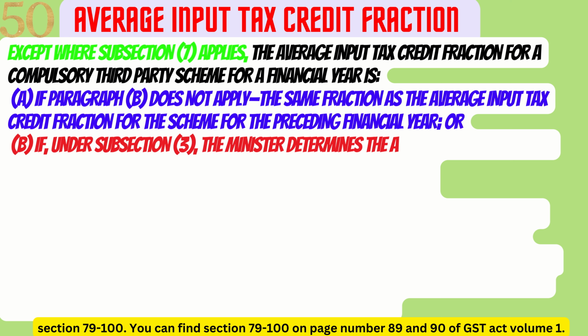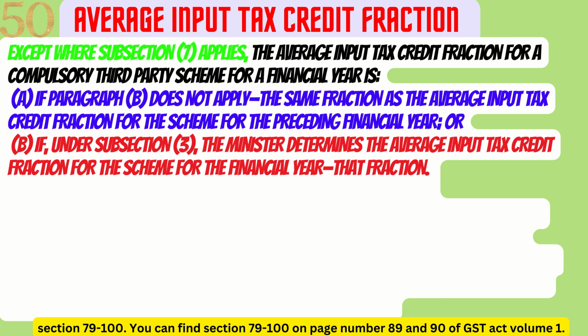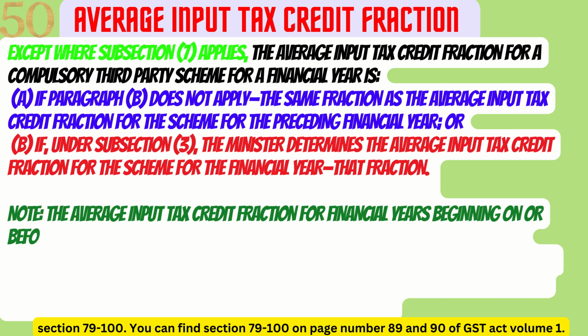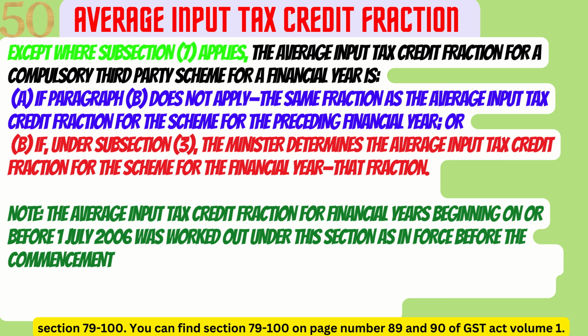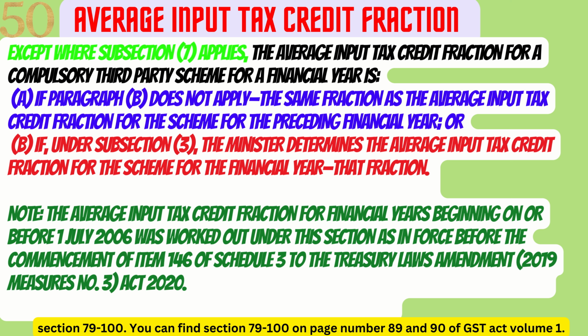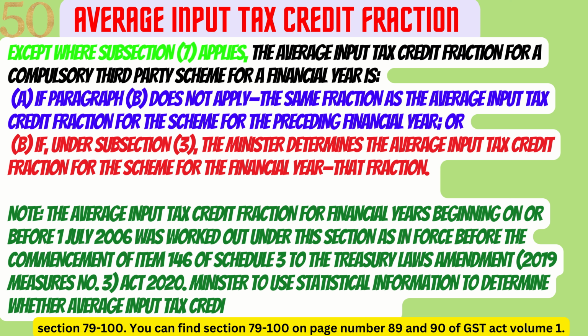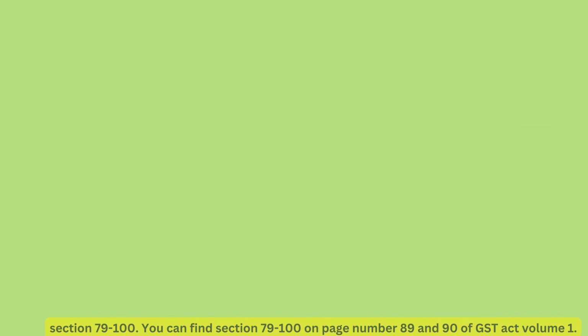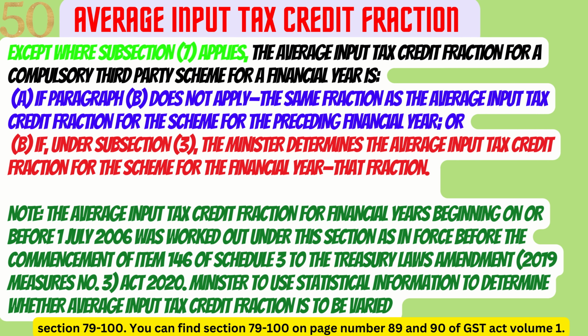A. If paragraph B does not apply, the same fraction as the average input tax credit fraction for the scheme for the preceding financial year, or B. If, under subsection 3, the minister determines the average input tax credit fraction for the scheme for the financial year, that fraction. Note: the average input tax credit fraction for financial years beginning on or before July 1, 2006 was worked out under this section as enforced before the commencement of Item 146 of Schedule 3 to the Treasury Laws Amendment (2019 Measures No. 3) Act 2020.